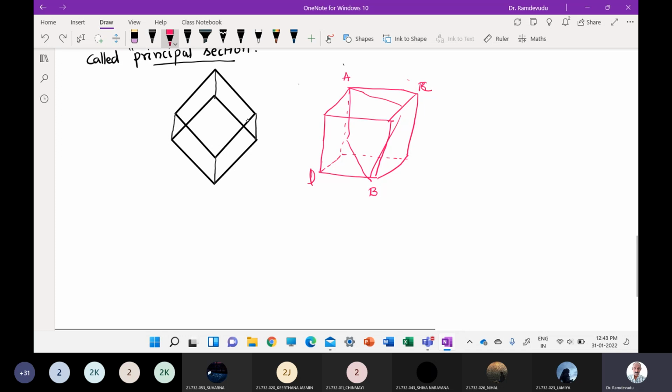But in general, these principal sections are shown something like this. So I'll show you the principal section by drawing a parallelogram. Those parallelograms, if I want to say it, I will write them something like this. Just a minute.